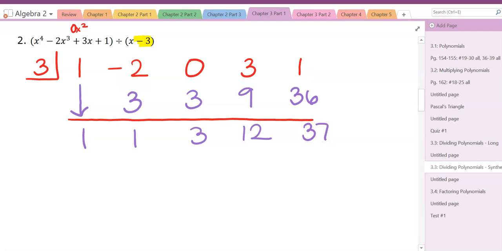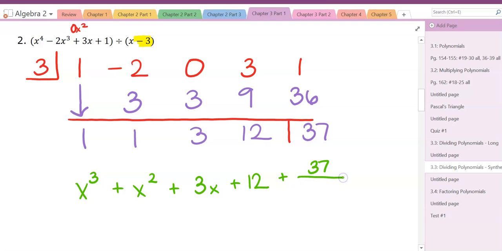And you're done. Remember, that last number there is your remainder. And you start one less than what you had to begin with in your problem. So we had x to the 4th, so we're going to start with x to the 3rd, 1x to the 3rd, 1x squared, plus 3x, plus 12, and then your remainder plus 37 over what you divided by up here from the top, x minus 3.